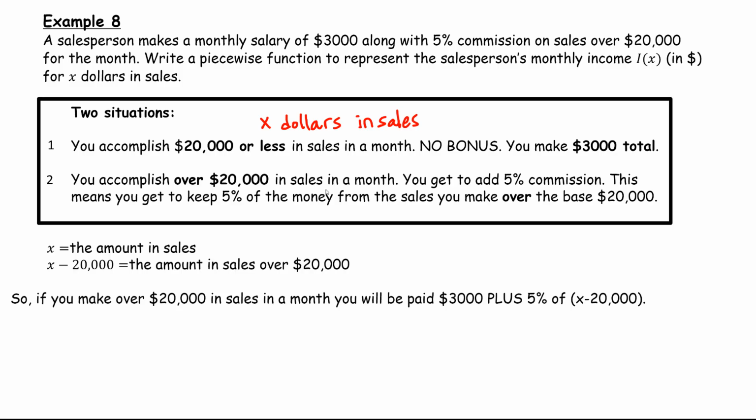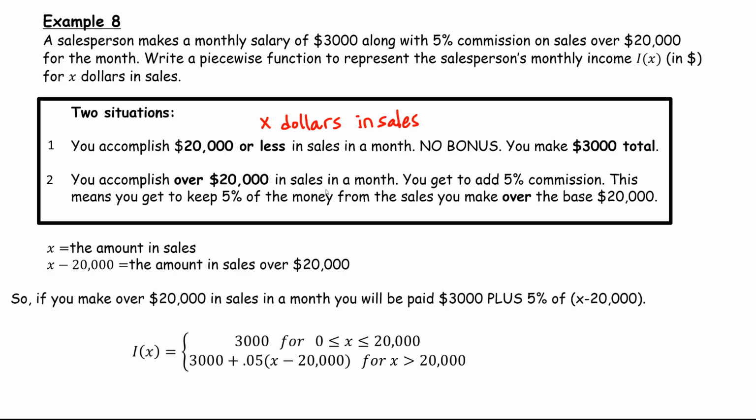And so this is the situation. We have a piecewise function here. I of x, that is your income for the month. There's two situations. If you sell anywhere from 0 up to $20,000 worth of merchandise, that's the first scenario, you will get $3,000. That's it. The second situation is if you sell over 20,000, so for x greater than 20,000, you're going to get your $3,000 plus 5% of x minus 20,000. That is the amount you sold over 20,000. So that's what that piecewise function looks like.